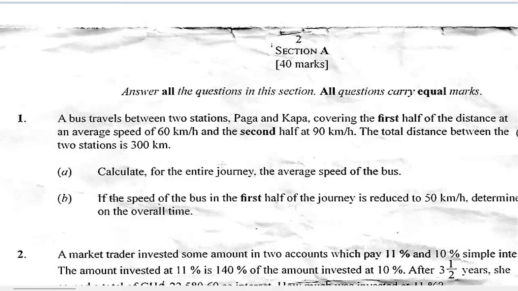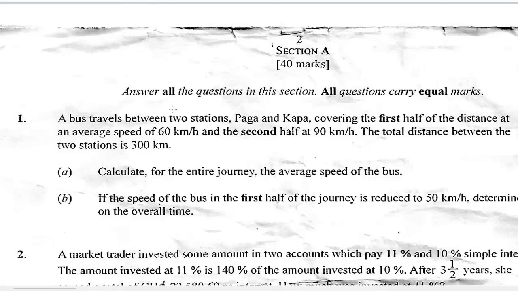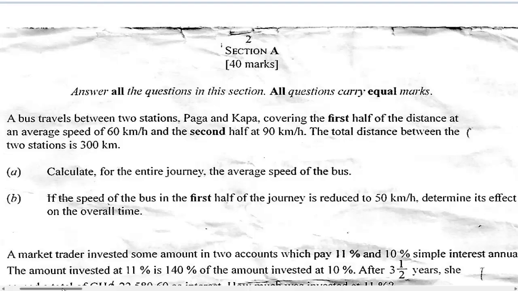So if you look at question number 1, and I think this WASSCE question was for Ghana, so Ghanaians will be much more familiar with this question maybe as compared to other African countries. Question number 1 was: a bus travels between two stations, Paga and Kappa, covering the first half of the distance at an average speed of 60 kilometers per hour and the second half at 90 kilometers per hour. The total distance between the two stations is 300 kilometers.